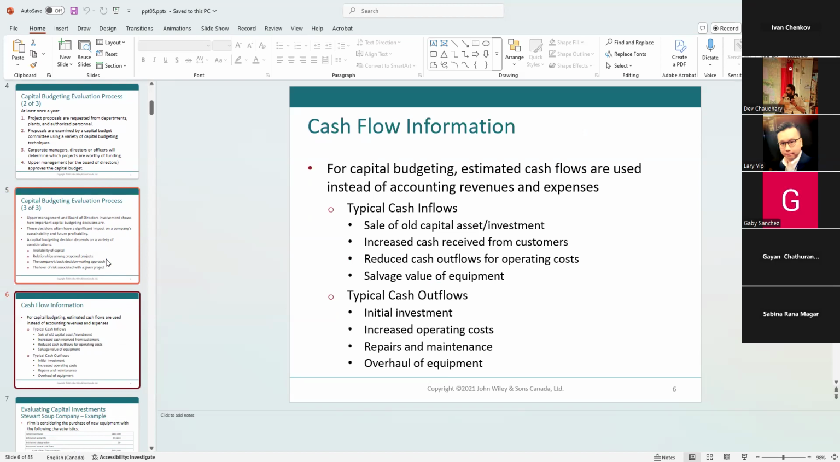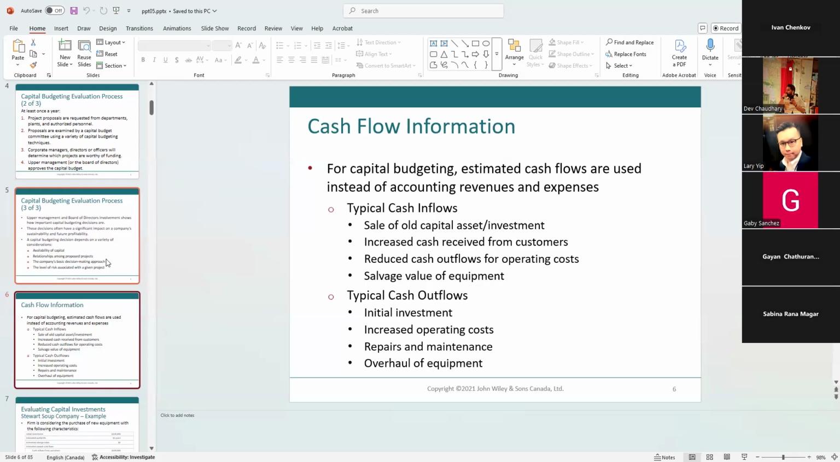So where is the cash going to come from when we're making capital decisions? First stream of cash is if we can sell the old machine, if we have to replace the old equipment, or if we can sell the investment. Second stream of cash can come from the increase of revenue from customers. Third stream of cash can come from a reduction of the operating cost. And the last stream of cash that we have to consider is any residual or salvage value at the end of the life of the capital asset that we just purchased.